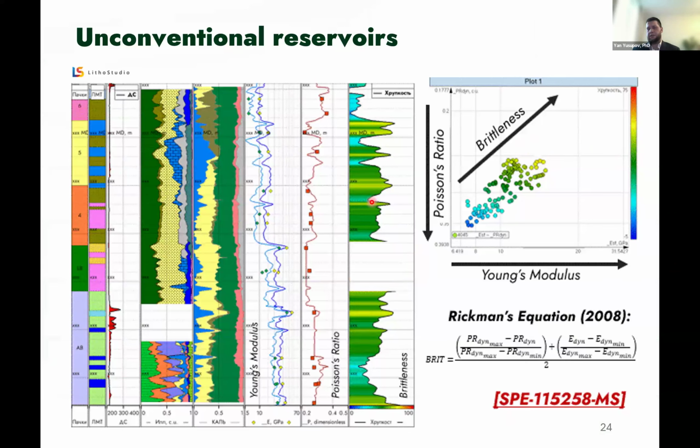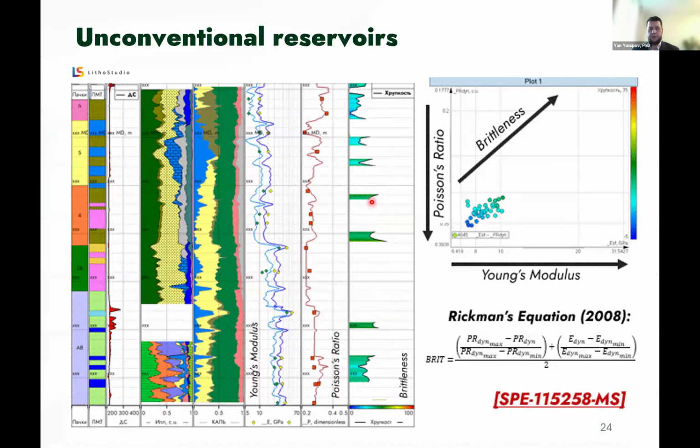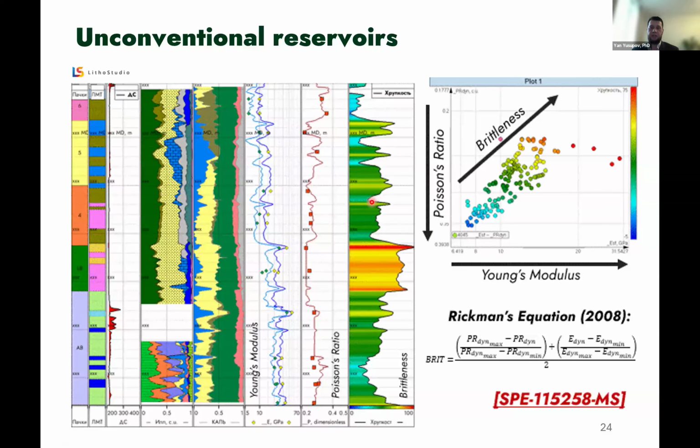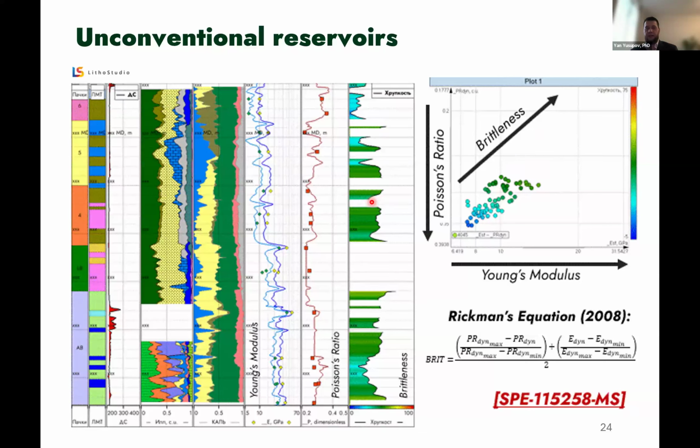Unconventional reservoirs are an area where geomechanics is used. In terms of unconventional reservoirs, we need to understand where to search for the intervals for hydraulic fracturing. And geomechanics allows us to select the most brittle intervals and more ductile intervals, to make hydraulic fracturing in the brittle intervals and use ductile intervals as barriers to fracturing.